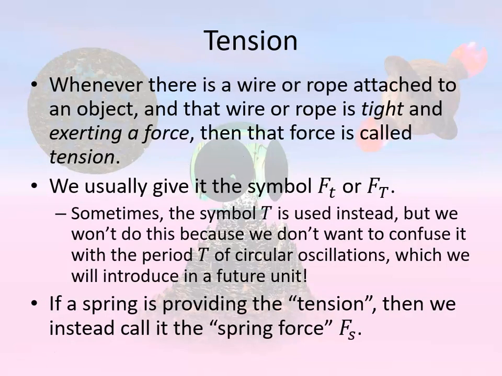Tension occurs whenever an object is held tight by a string or a rope. So we call tension force F sub T or F sub capital T, and a lot of times also capital T. Just if there's no opportunity for confusion, sometimes I'll use capital T for tension. But keep in mind, in the next unit we're going to be talking about circular motion, and capital T will be used for the period of the motion.